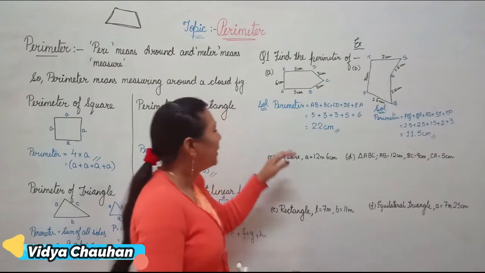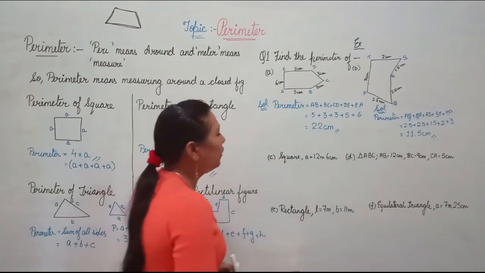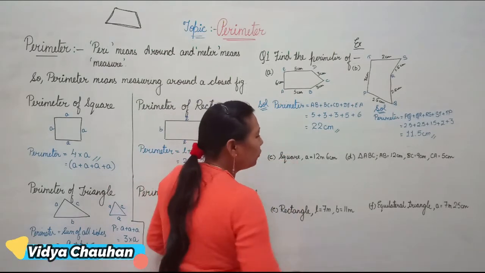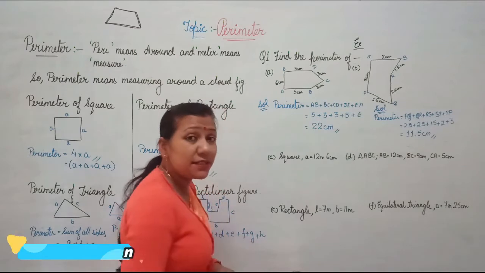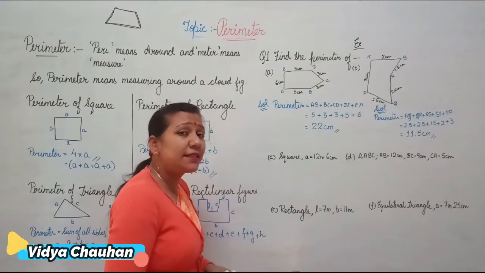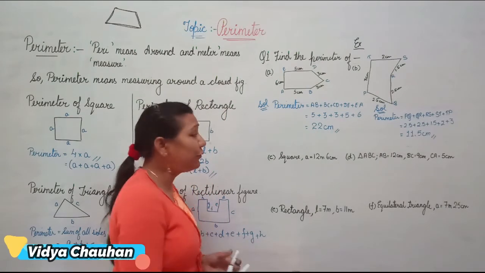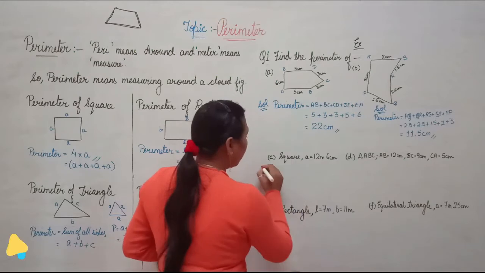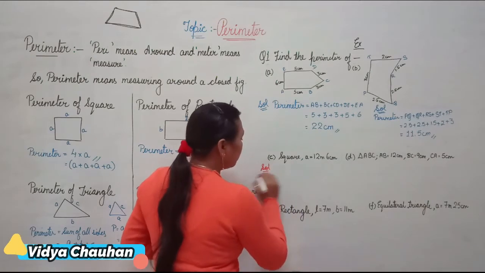Okay students? Now coming to the third part in which there is a square given to you whose side is 12 meter and 6 centimeter. So you have to find the perimeter for this figure also. So let's check out the solution for this.